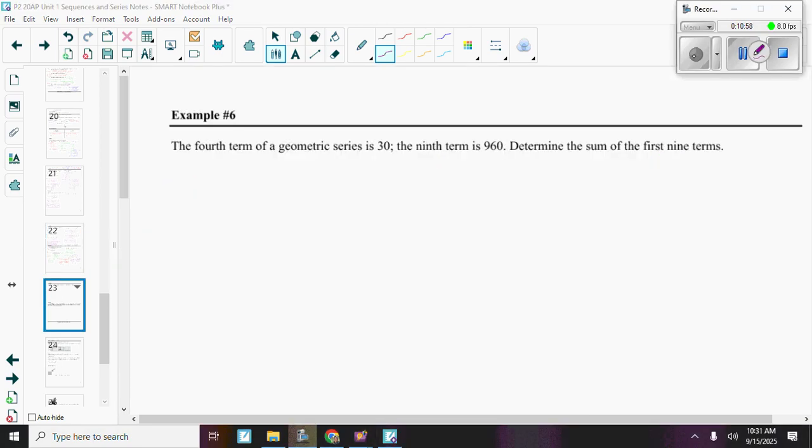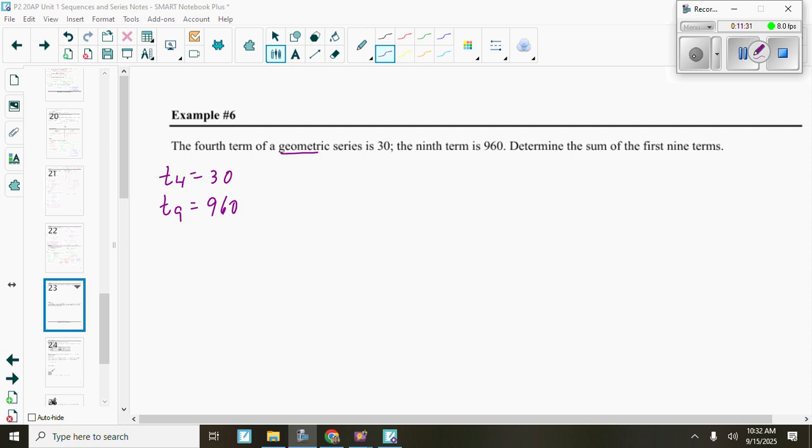Okay, so here are some of the questions that you might expect to see. Okay, I'm on example 6. Here we go. Okay, the fourth term in a geometric series. Again, write down the things that you know. You know that we're talking about a geometric series, and the fourth term is 30. And the ninth term is 960. Determine the sum of the first 9 terms.